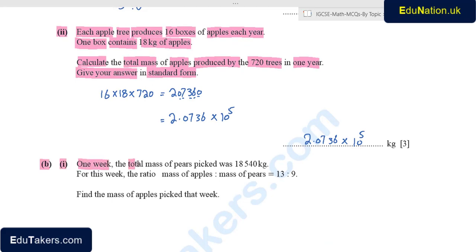Part B first. One week, the total mass of pears picked was 18,540 kg. For this week, the ratio mass of apples to mass of pears is 13/9. Find the mass of apples picked that week.